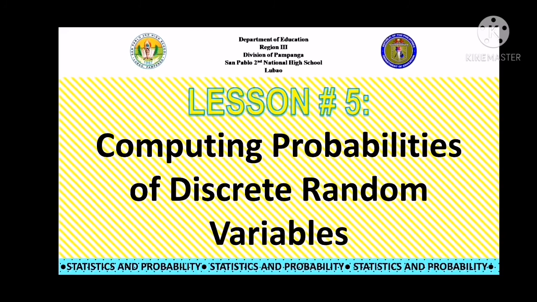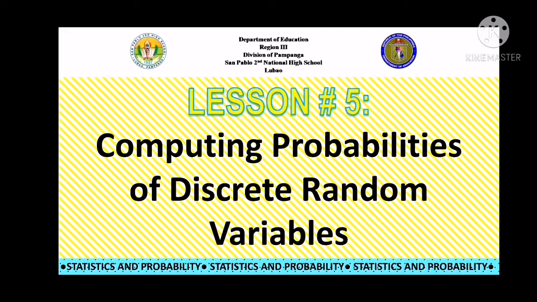Welcome to Statistics and Probability. So we are now in lesson 5. Our lesson is about computing probabilities of discrete random variables. For today, we will be talking about the probability of an event to happen.